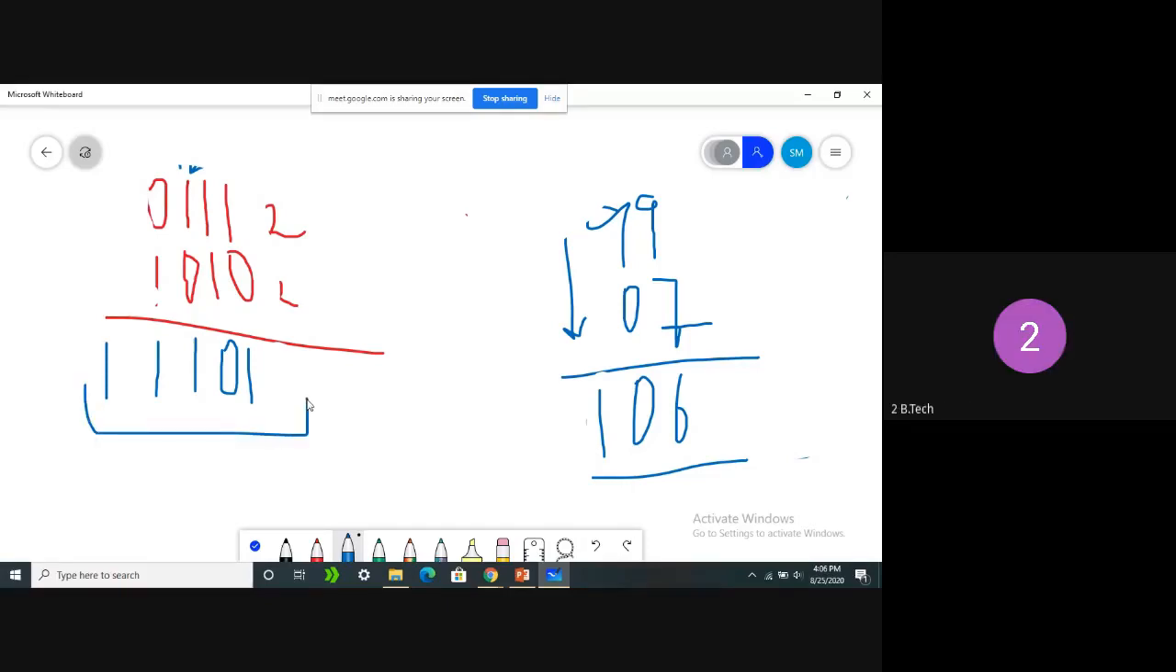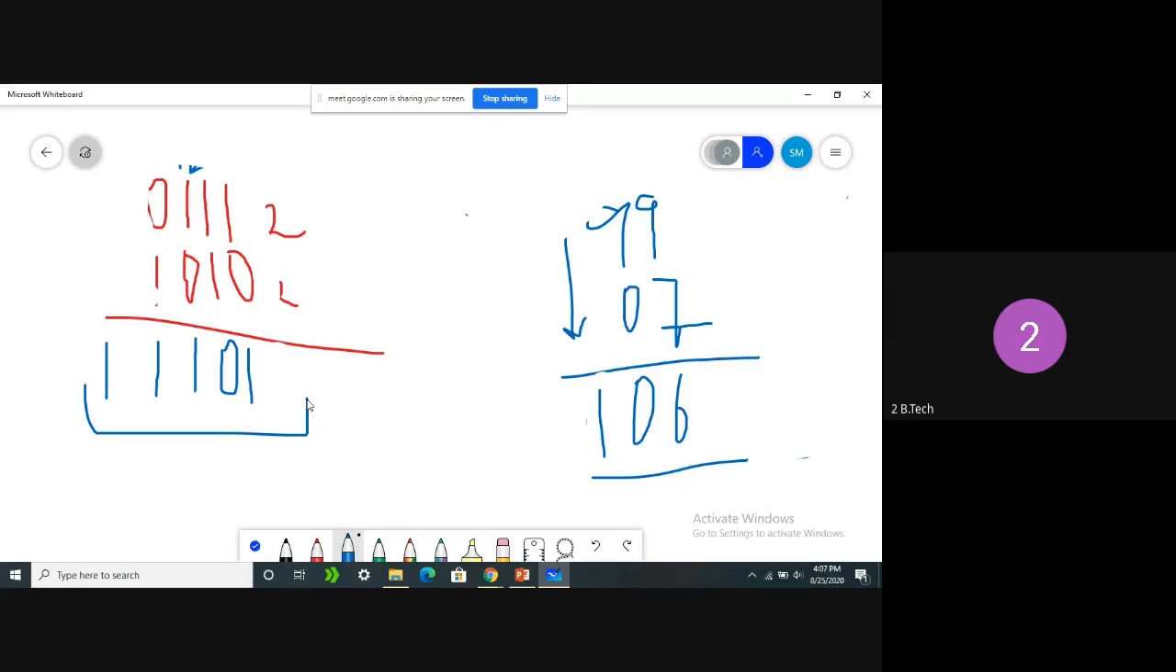This is the final value. Okay, do 1 minus 0, 1. 1 minus 1, 0. 1 minus 0, again 1. But here in the last position, 0 minus 1. How is it possible? Never possible.